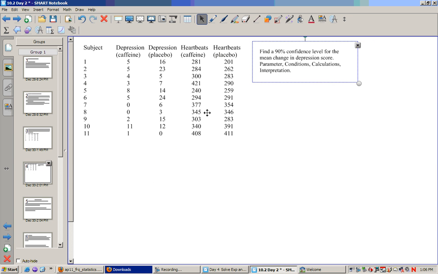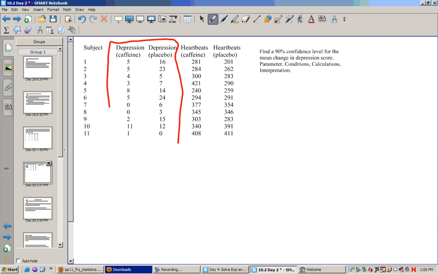So the first thing you want to do, they're looking at depression score. So let's look at these values. This is subject 1, 2, 3, up to 11. And this is their depression score when they got the caffeine pill. And this was their depression score when they got the placebo pill. So sometimes that went up. In this instance it went down. Sometimes it went up dramatically. So let's see what the difference is.